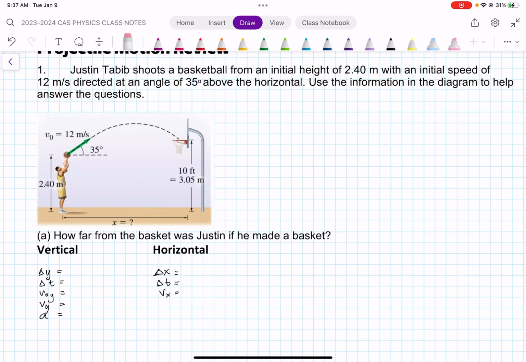For question number 1, I've listed out the variables here because I really want to emphasize the fact that you have to understand what the information that's given in the question, where it goes. And the best way to do that is to list your variables. So as always, we're breaking up our problem into the vertical and horizontal components. So what do we know?